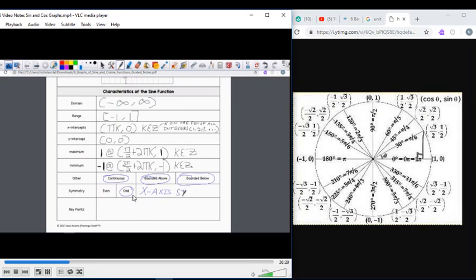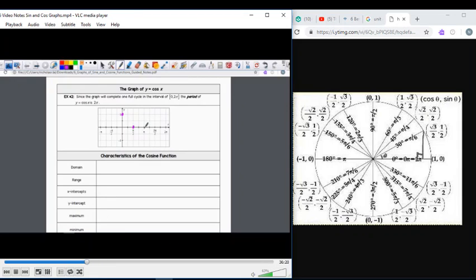And we have x-axis symmetry, which makes it odd. Remember, odd is f of negative x is equal to the negative f of x. Our key points: we have an intercept at 0, 0, a max at pi over 2, 1, an intercept at pi, 0, a minimum at 3 pi over 2, -1, an intercept at 2 pi, 0. So I'm just writing what the critical points are.